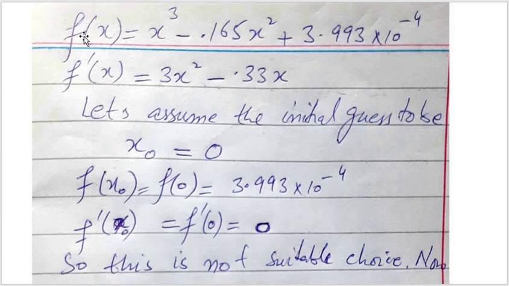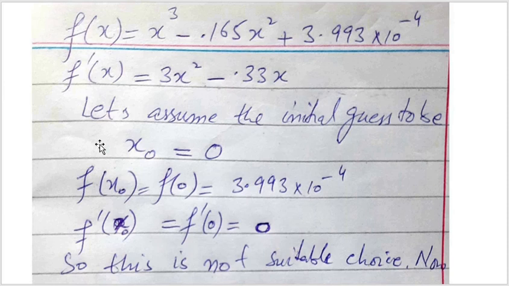So first of all, we need to find out the derivative. So students, the derivative is f prime of x is equal to 3x square minus 0.33x. Students, if you simply multiply this one, so that take the derivative, and then this becomes as minus 0.33x. Now we start the Newton's method.